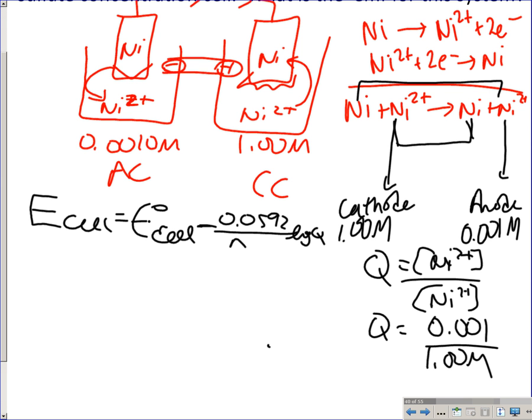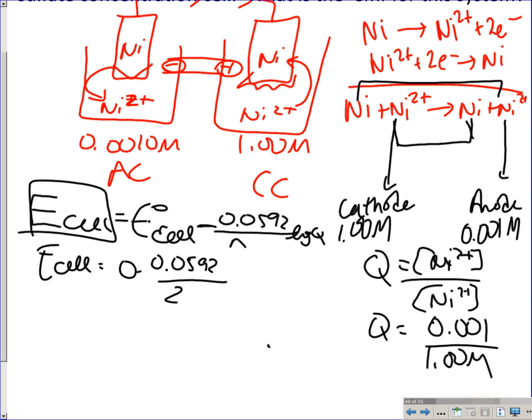It could be E cell or E naught cell. It's just talking about the electromotive force of that reaction. So this question, you're trying to find the experimental one, not standard. Because this right here, we already know. It's not because it's at equilibrium, it's because this is literally nickel's reduction potential minus nickel's reduction potential. So this is E cell equals 0 minus 0.0592 over 2 moles of electrons, log of 0.001 over 1.00.